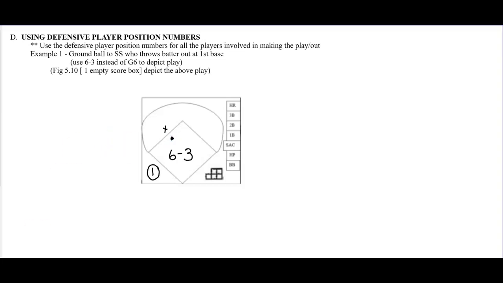So instead of using the intermediate method of just making a G6, so saying there was a ground ball to the shortstop, and assume he made the play, you would just go ahead and say the out was made by the shortstop throwing it to the first baseman. Again, the G6 is perfectly fine. The 6-3 is just an added level of detail to give you a clearer picture of what happened on the play or the out.